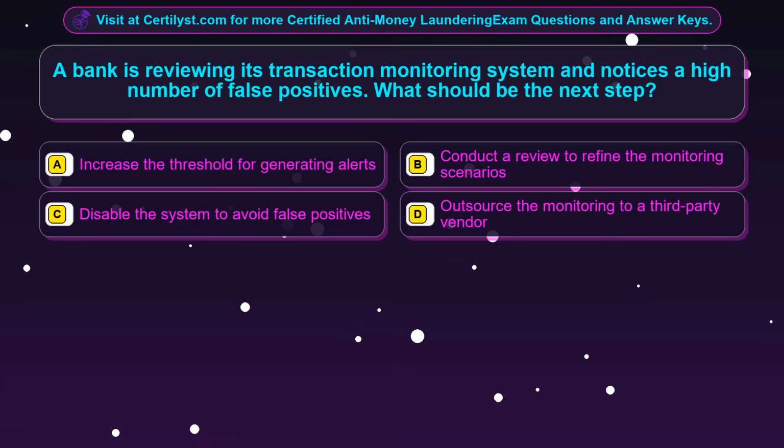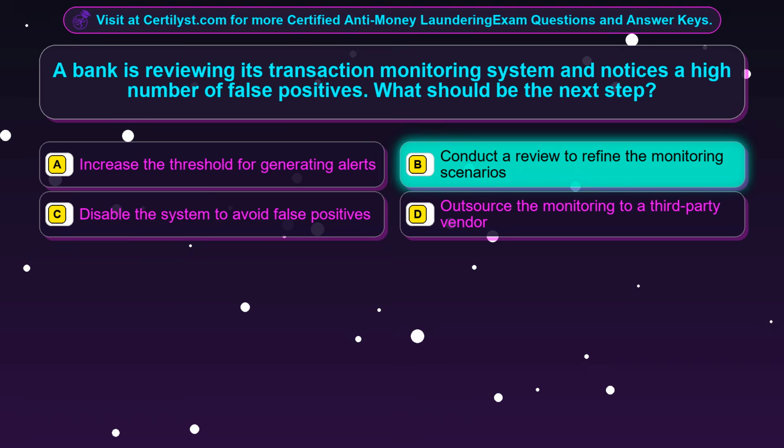Question 1. A bank is reviewing its transaction monitoring system and notices a high number of false positives. What should be the next step? Option A. Increase the threshold for generating alerts. Option B. Conduct a review to refine the monitoring scenarios. Option C. Disable the system to avoid false positives. Option D. Outsource the monitoring to a third-party vendor.